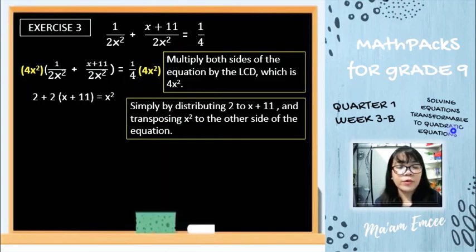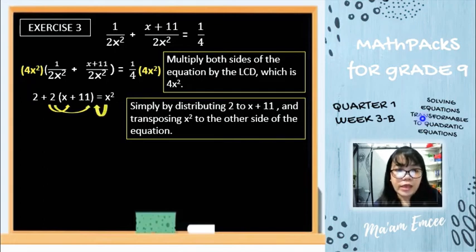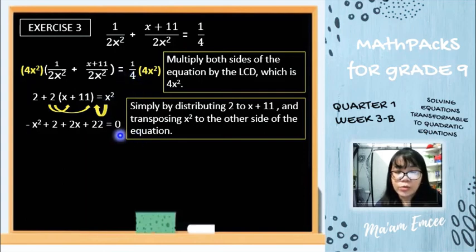Then we simplify by distributing 2 to x plus 11 and transposing x squared to the other side of the equation. So we distribute 2 to x plus 11. That means we need to multiply 2 to x and multiply 2 to 11. And then we transpose x squared to the other side of the equation. Transposing x squared to the other side will change the sign. So from being positive, it will become negative x squared. We copy 2, and then we distribute this one. 2 times x is equal to 2x. 2 times 11 is equal to 22. And what is left on the right side is just equal to 0.